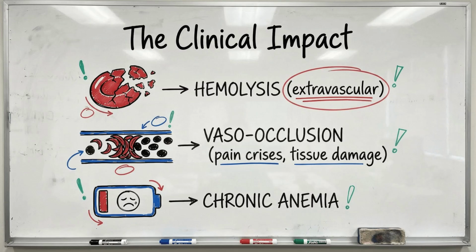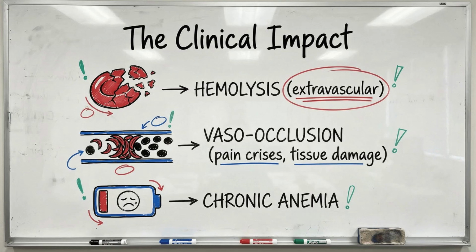The clinical impact of these rigid, sickled cells is profound and devastating. First, these misshapen cells are rapidly recognized as abnormal and destroyed by the spleen, leading to chronic extravascular hemolysis and severe anemia. But the real kicker, the thing that causes so much pain and organ damage, is vasoocclusion.